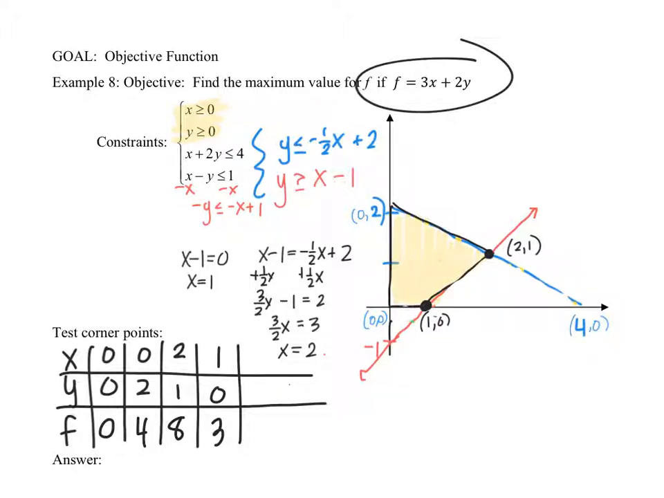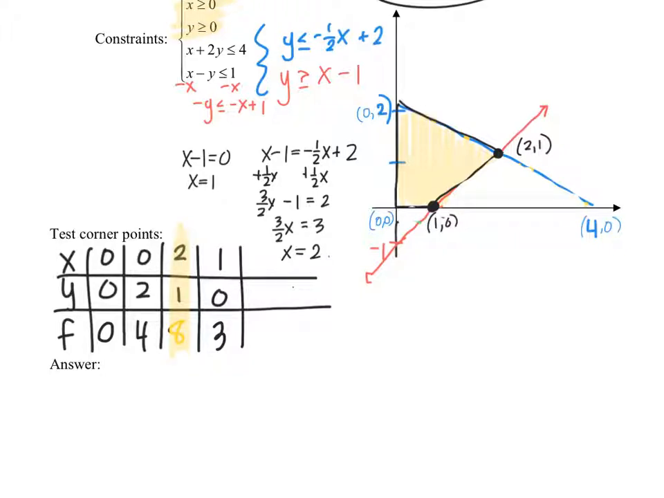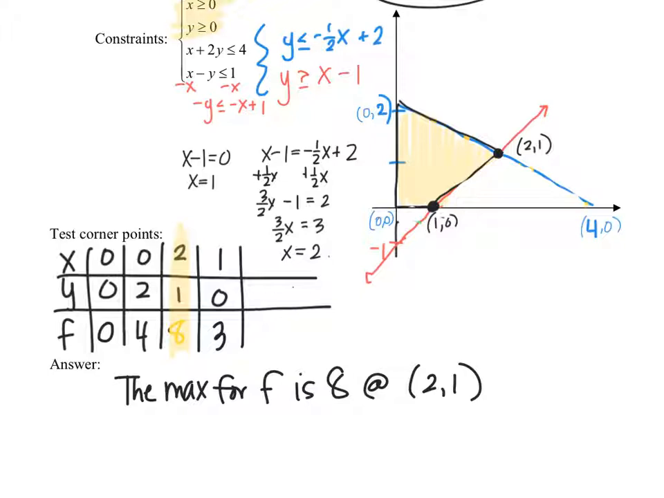And the objective is to find the what? Find what about f? Find the maximum. So which one is the maximum for f? Okay, 2, 1, and 8. That's the maximum because 8 is the biggest number. So the answer is the max for f is 8 at the corner 2, 1.